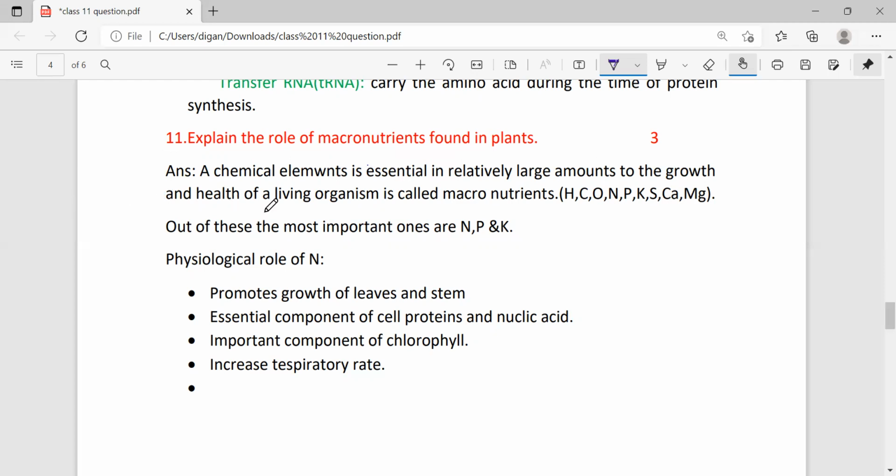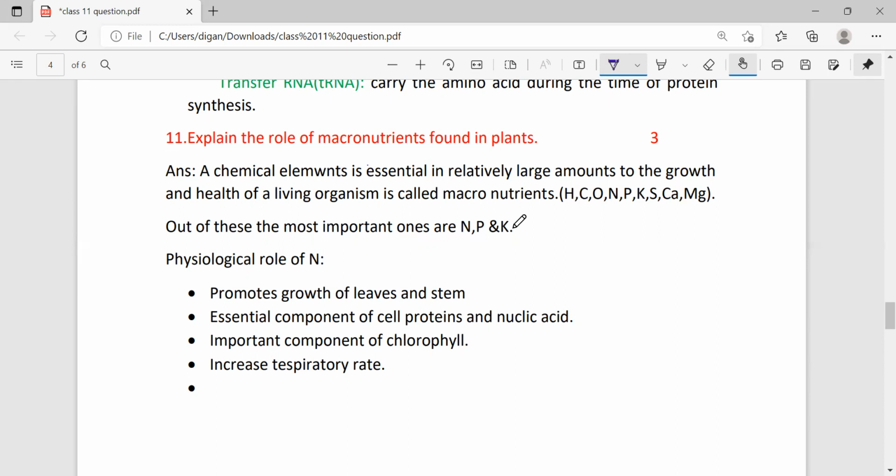to the growth and health of a living organism is called a macronutrient. And what are the macronutrients? Hydrogen, carbon, oxygen, nitrogen, phosphorus, calcium, potassium, sulfur, magnesium. Out of these, the most important ones are nitrogen, phosphorus, and potassium. So if a question comes like that, first write the names of the macronutrients, then for explanation go for these main three: nitrogen, phosphorus, and potassium.